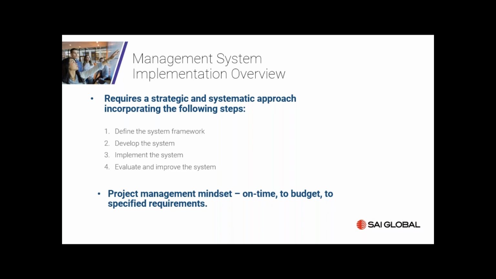Step 3, implementing the system, is putting it into practice. Nothing should ever be designed for show. It must be useful and used where and when applicable. Step 4, testing effectiveness, involves monitoring and measuring, auditing, and continually improving your system.